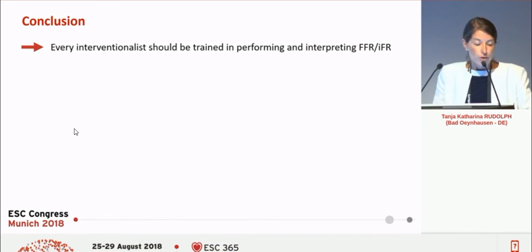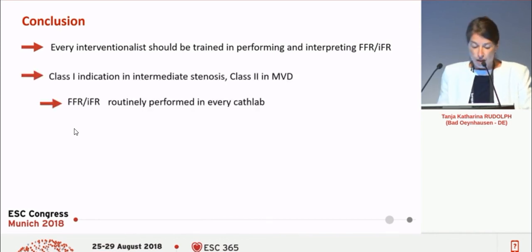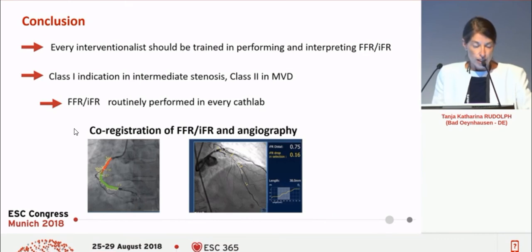So to conclude, I think that every interventionalist should be trained in performing and also in interpreting FFR and iFR. And to follow the recommendations, we should routinely perform FFR and iFR in every cath lab. And as I already mentioned, if we are lucky and we have co-registration, this helps us even more to precisely plan the intervention for our patient.